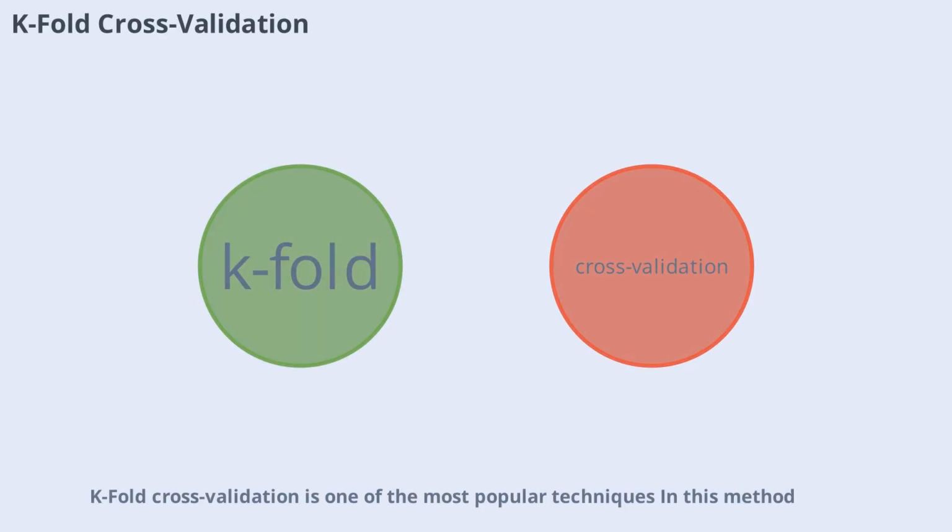K-fold cross-validation is one of the most popular techniques. In this method, the dataset is divided into k equal size folds. The model is trained on k-1 folds and tested on the remaining fold. This process is repeated k times, with each fold serving as the test set once. The results are then averaged to provide a robust estimate of model performance. K-fold cross-validation is widely used because it makes efficient use of data and provides a balanced evaluation.